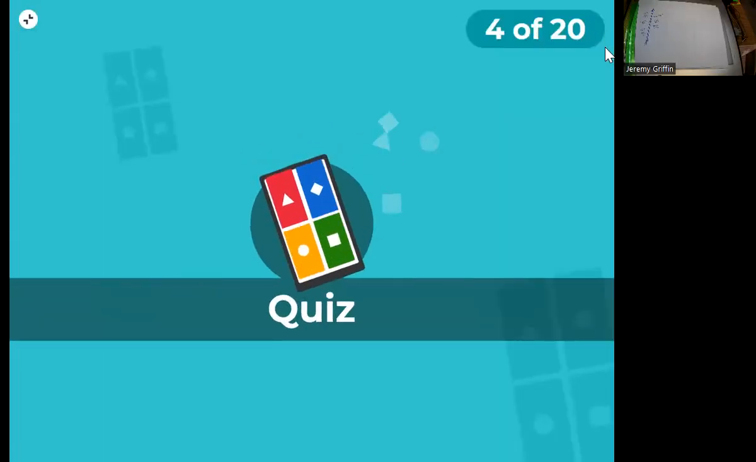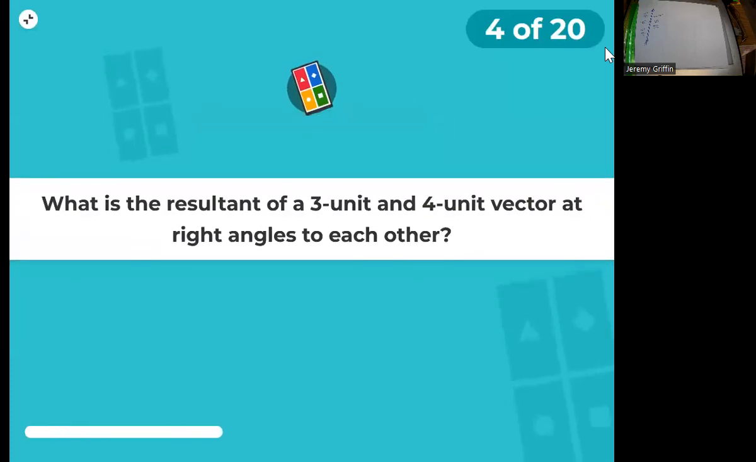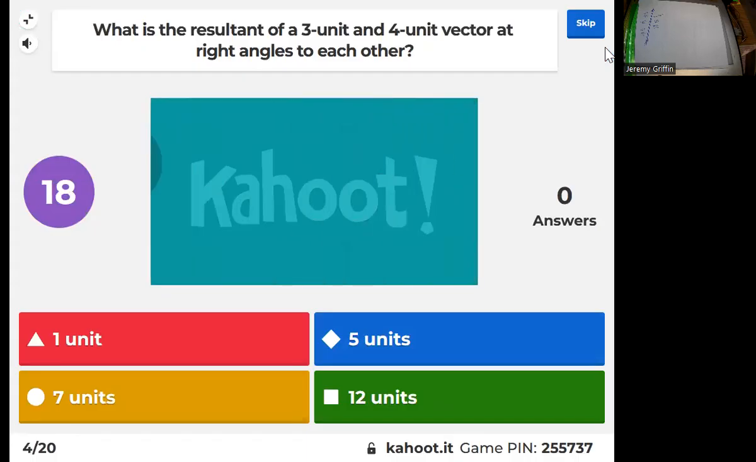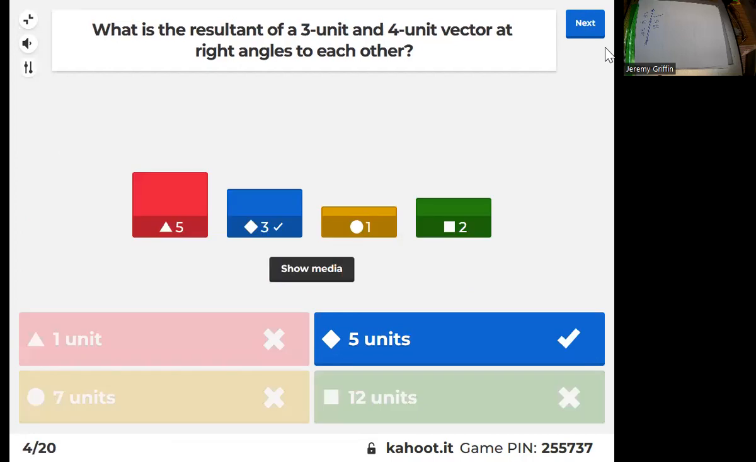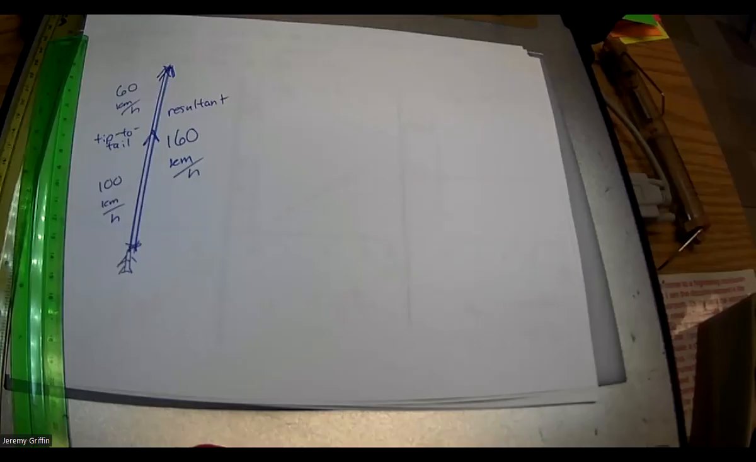Oh, cool. We moved to top spot. What is the resultant of a 3-unit and a 4-unit vector at right angles to each other? Yeah, 5 units. Now, why is it 5 units? Let me switch over and show you guys some notes here.